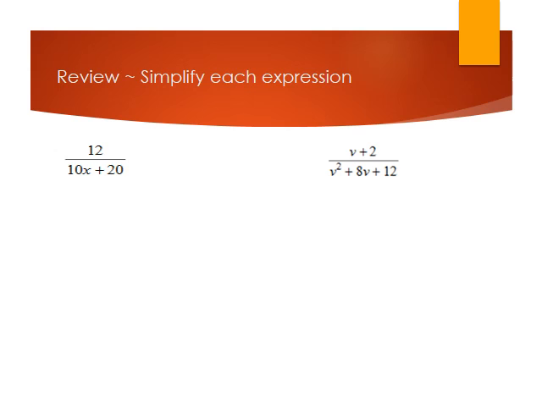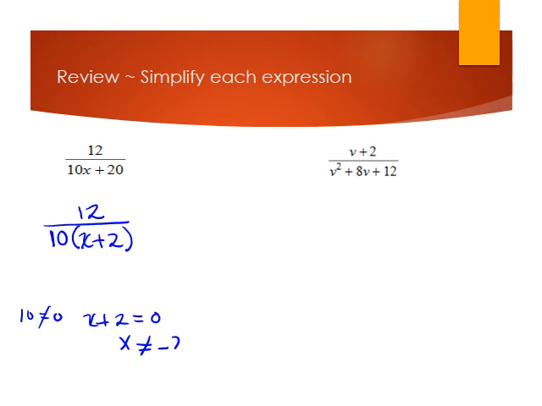So let's just factor the denominator of the bottom here. When I factor the bottom, I'm going to pull out a 10 and I'm going to get 10 times x plus 2, and then the numerator stays the same. So 10 equal to 0 doesn't matter because there's no variable. But x plus 2, if I set that equal to 0, basically x cannot be equal to -2 because then the fraction would not exist.